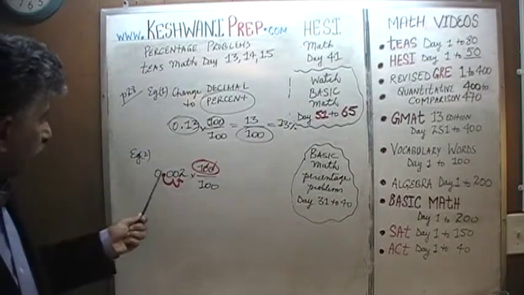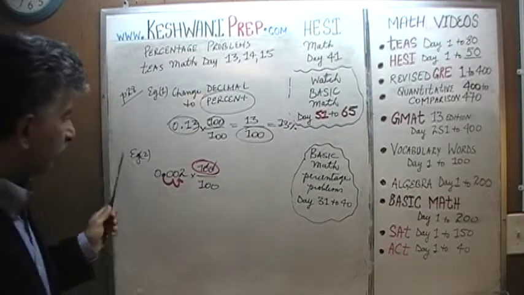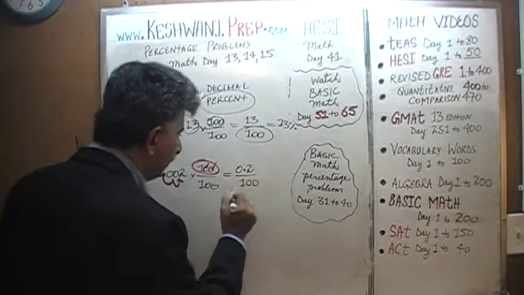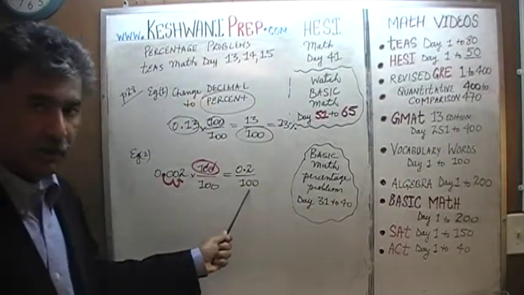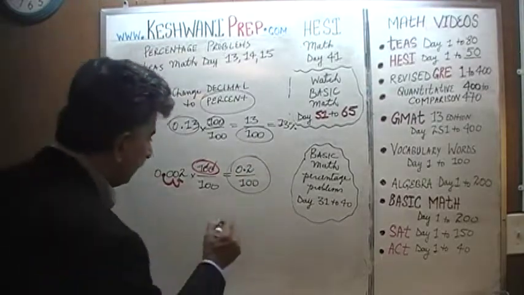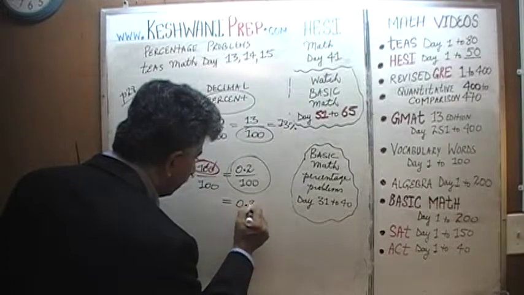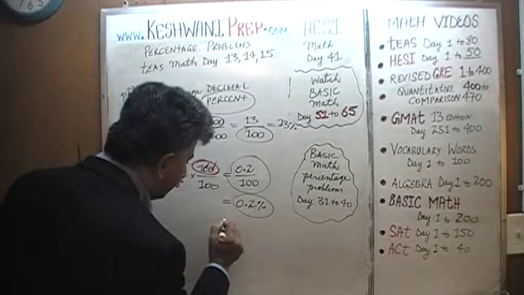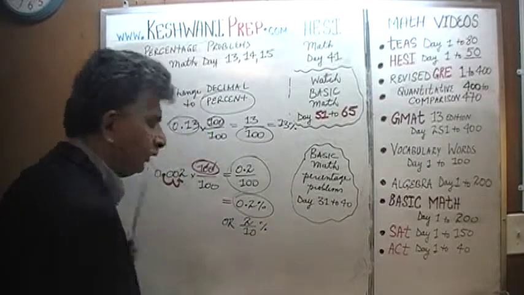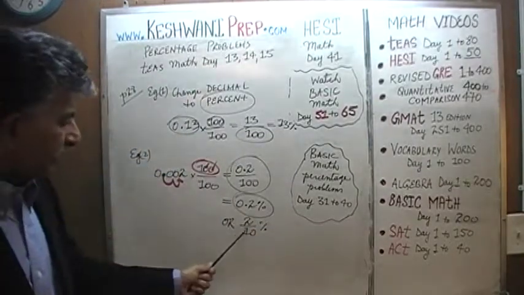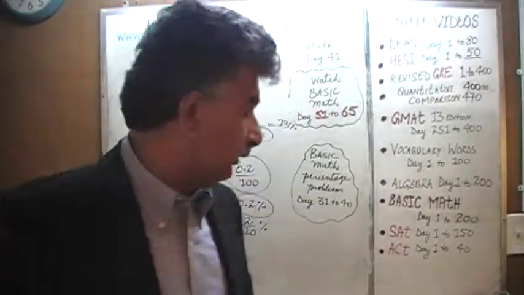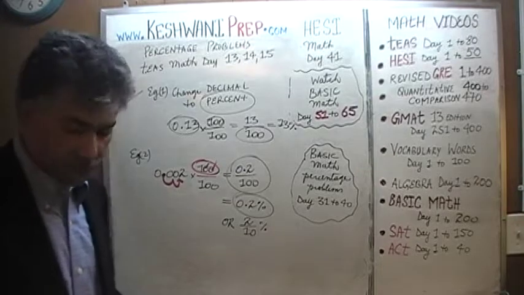So 0.002 times 100 simply becomes 0.2 over 100. There you go. Now we have 100 at the bottom, therefore it must equal 0.2%. That's how it's read, 0.2%, or if you like, 0.25%. Because when you reduce it, it becomes a fifth.